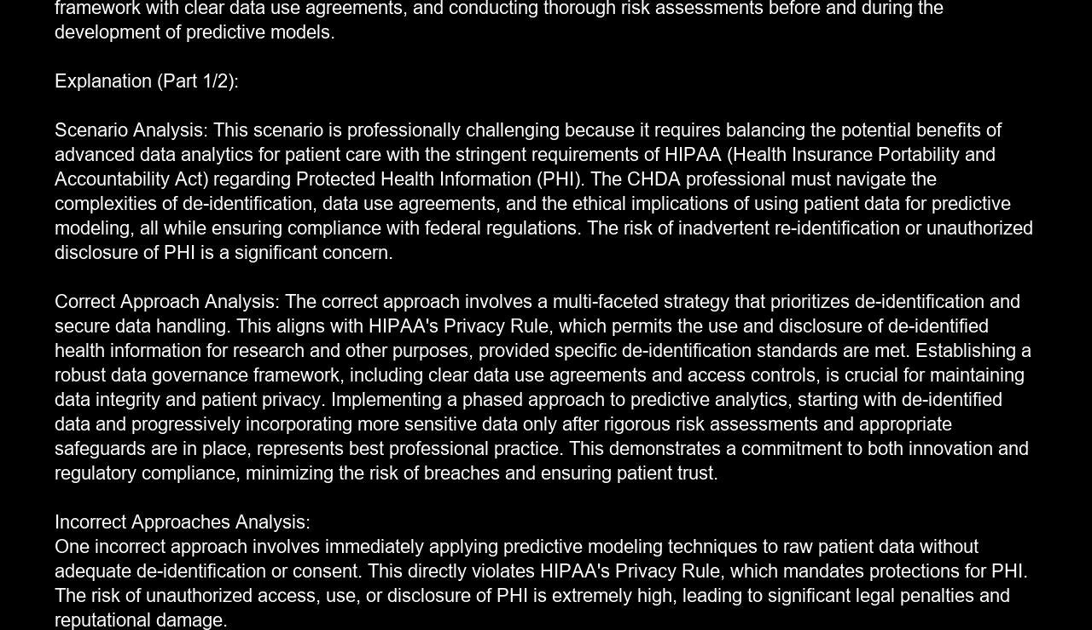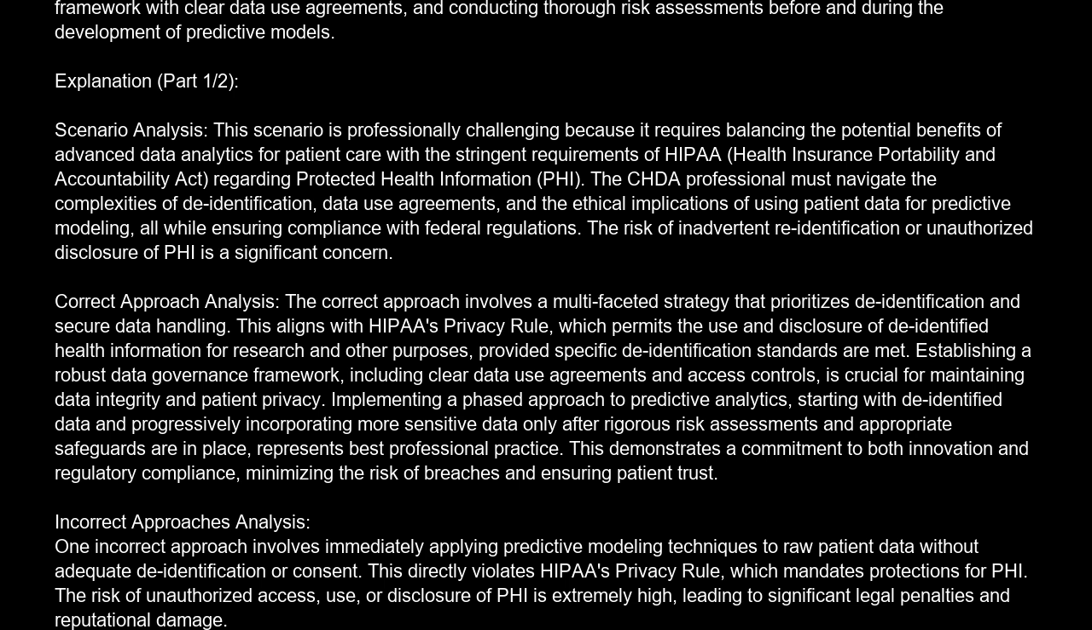Incorrect approaches analysis. One incorrect approach involves immediately applying predictive modeling techniques to raw patient data without adequate de-identification or consent. This directly violates the HIPAA Privacy Rule, which mandates protections for PHI. The risk of unauthorized access, use, or disclosure of PHI is extremely high, leading to significant legal penalties and reputational damage.